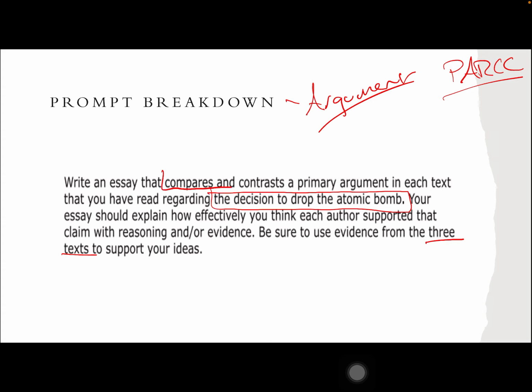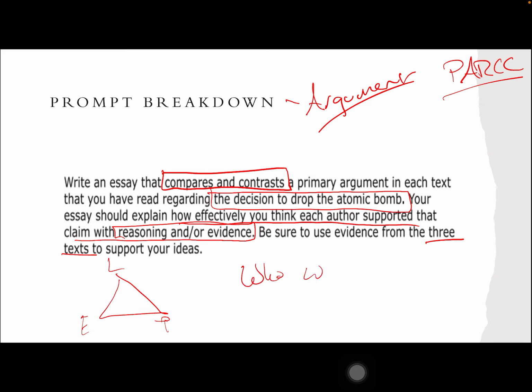And we also know that it's going to compare and contrast, and we can think about how effectively the author supported the claim with reasoning and/or evidence. If we think of reasoning and evidence, we can go back to our rhetorical triangle of ethos, pathos, and logos. Right? We can go back to say, okay, this author used ethos, this author used pathos, this author used logos, who was more effective?